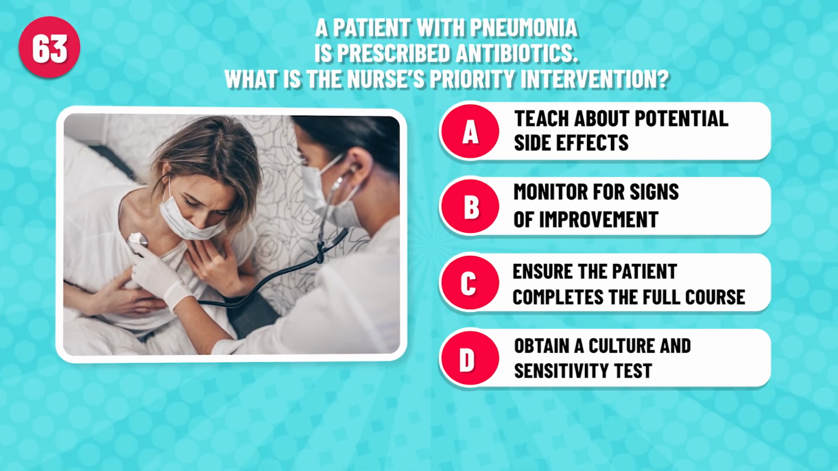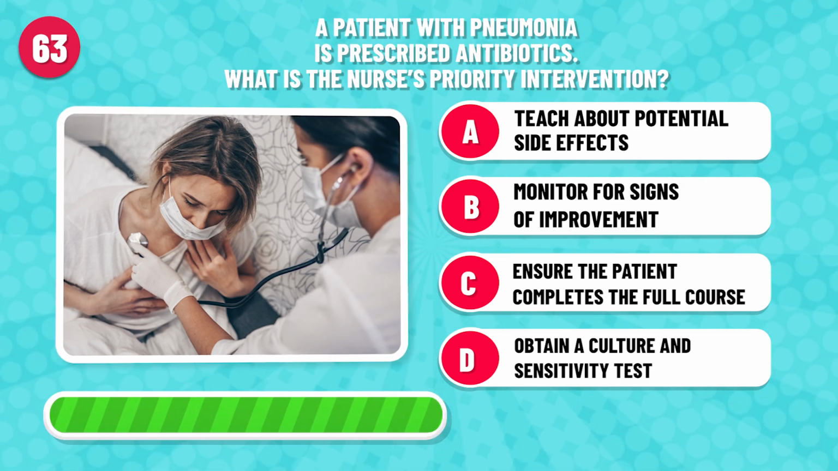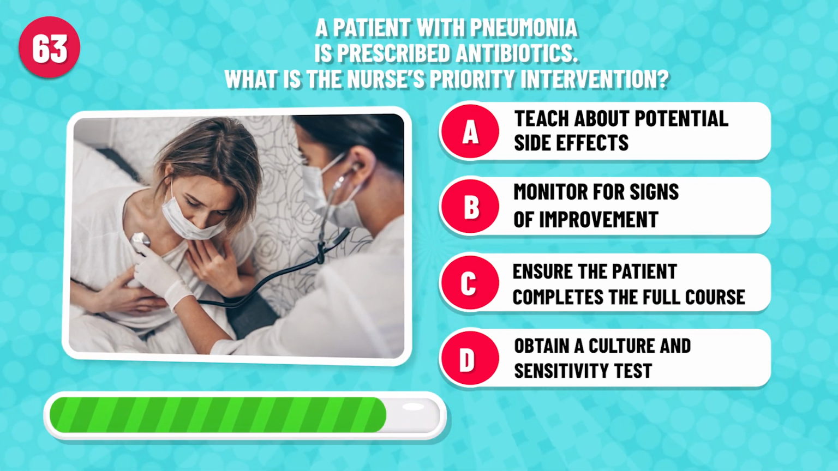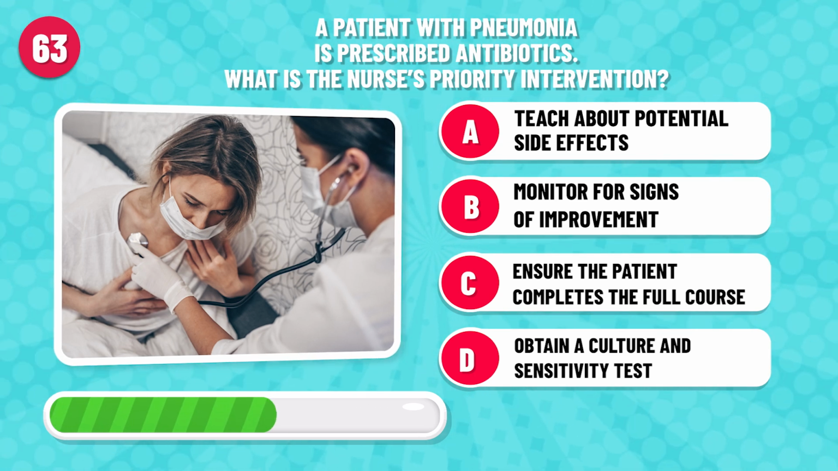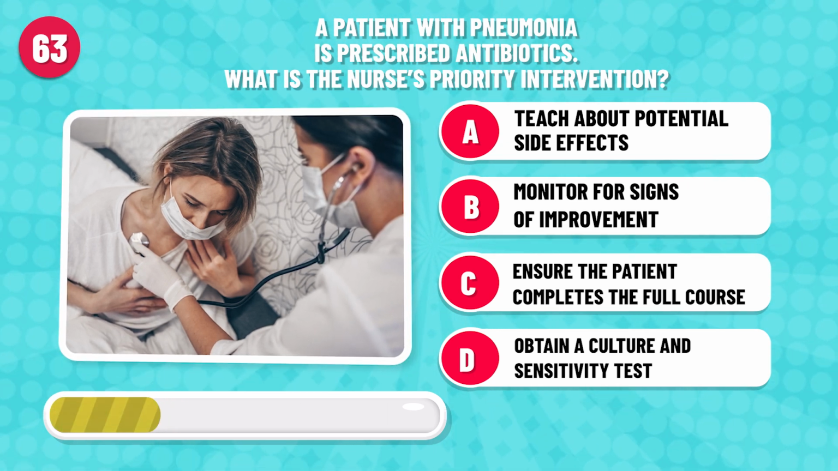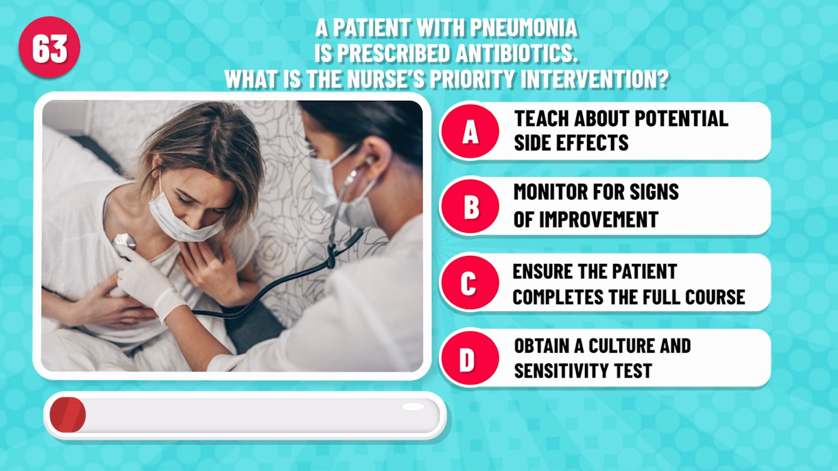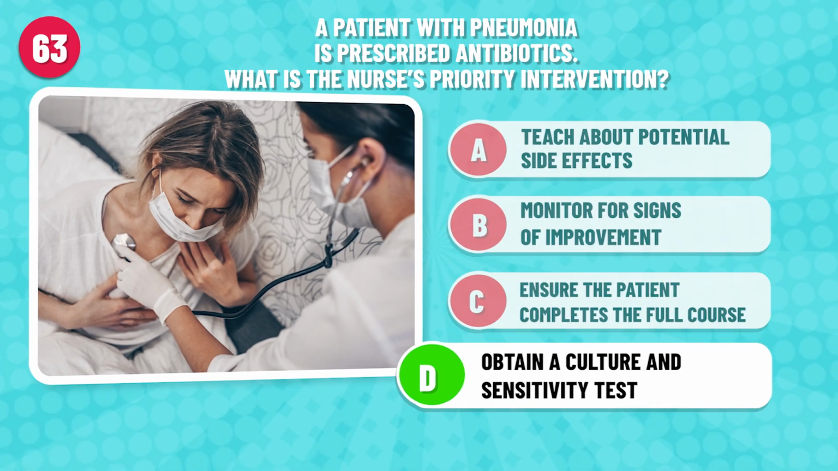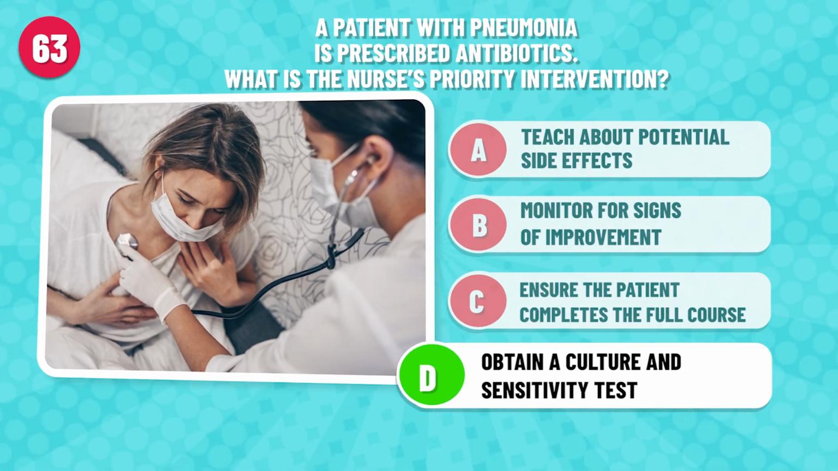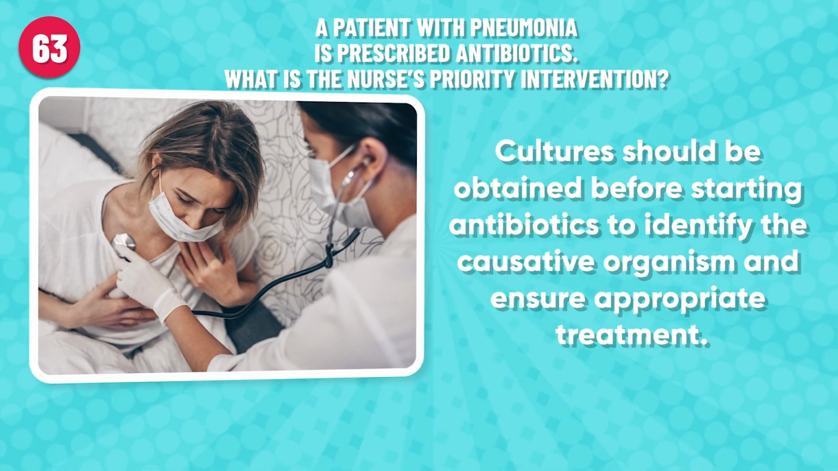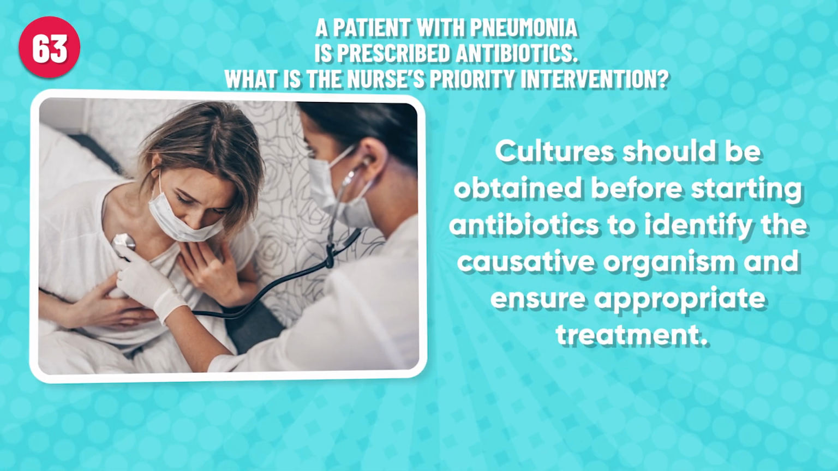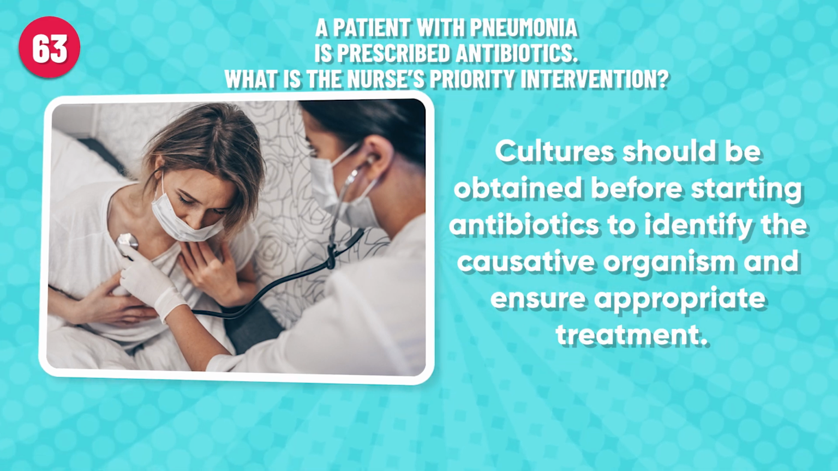A patient with pneumonia is prescribed antibiotics. What is the nurse's priority intervention? It's D. Obtain a culture and sensitivity test. Cultures should be obtained before starting antibiotics to identify the causative organism and ensure appropriate treatment.